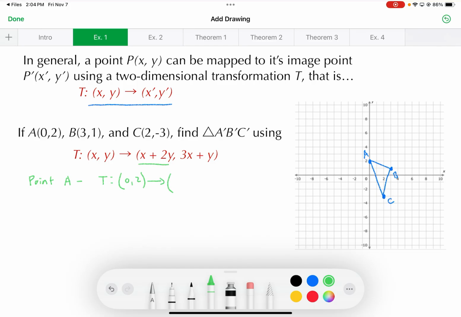So what this means is to get the x coordinate of your new point, you're going to take the original x, 0, and add it with 2 times your original y. To get the y coordinate, you'll use this rule. So that's 3 times your original x added with 2. We simplify both of those. I'll end up with 4, 2. That would be the point A prime.